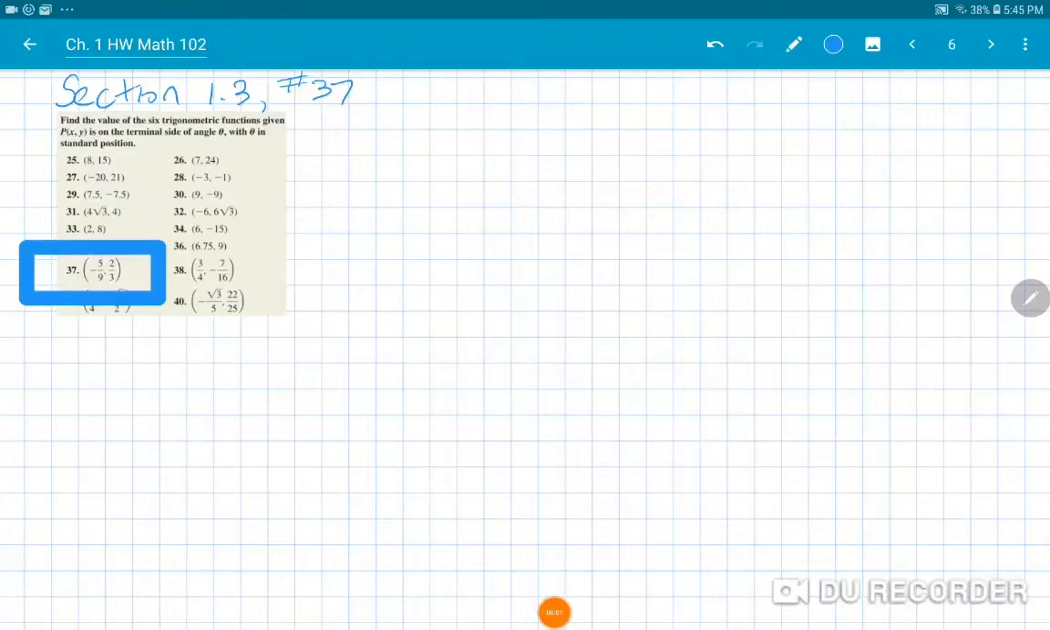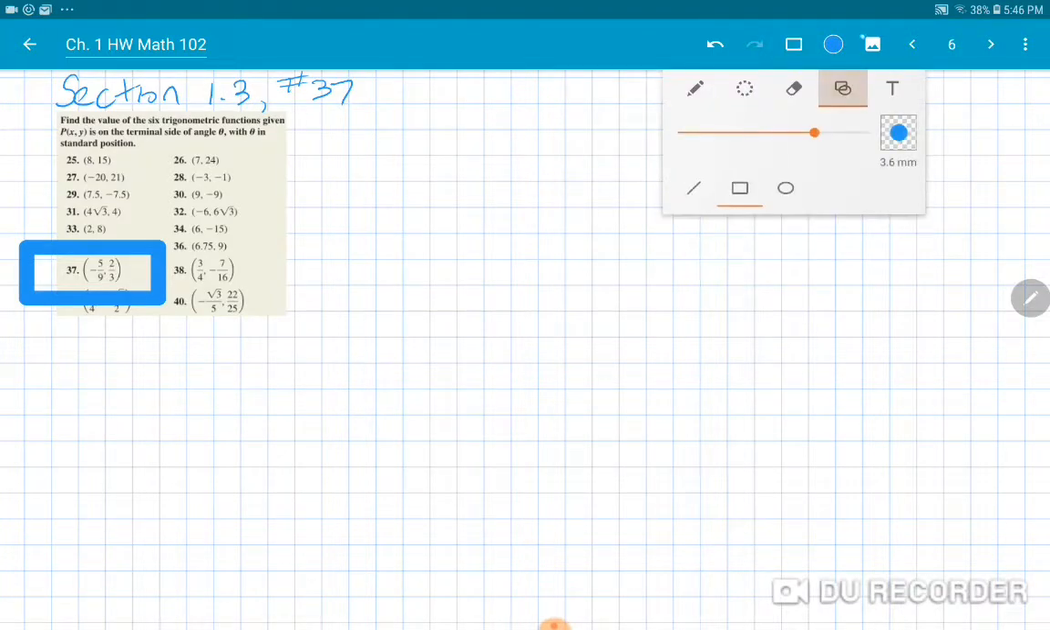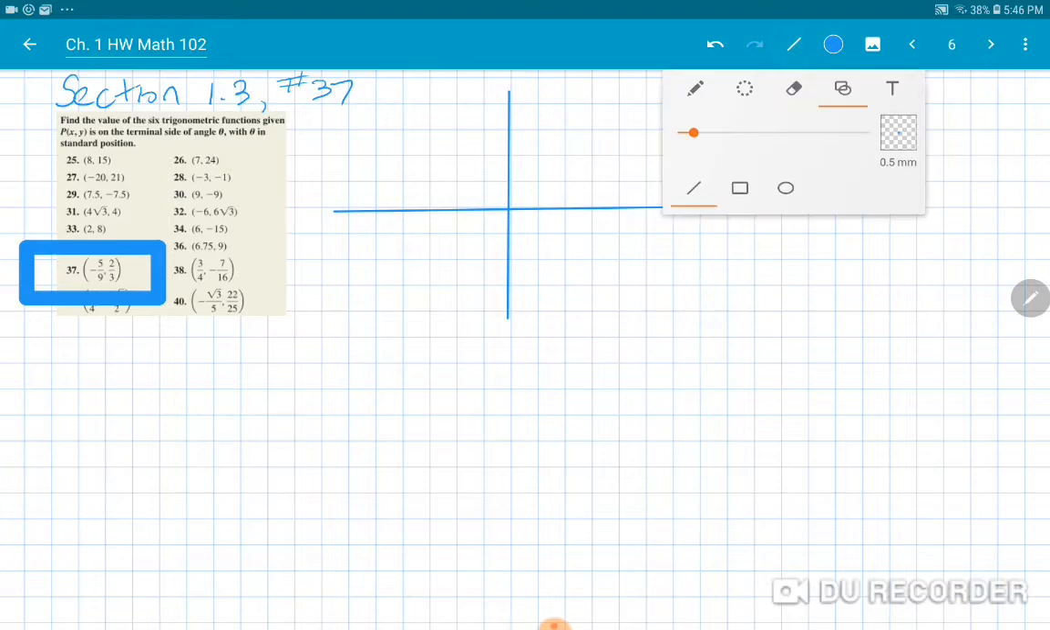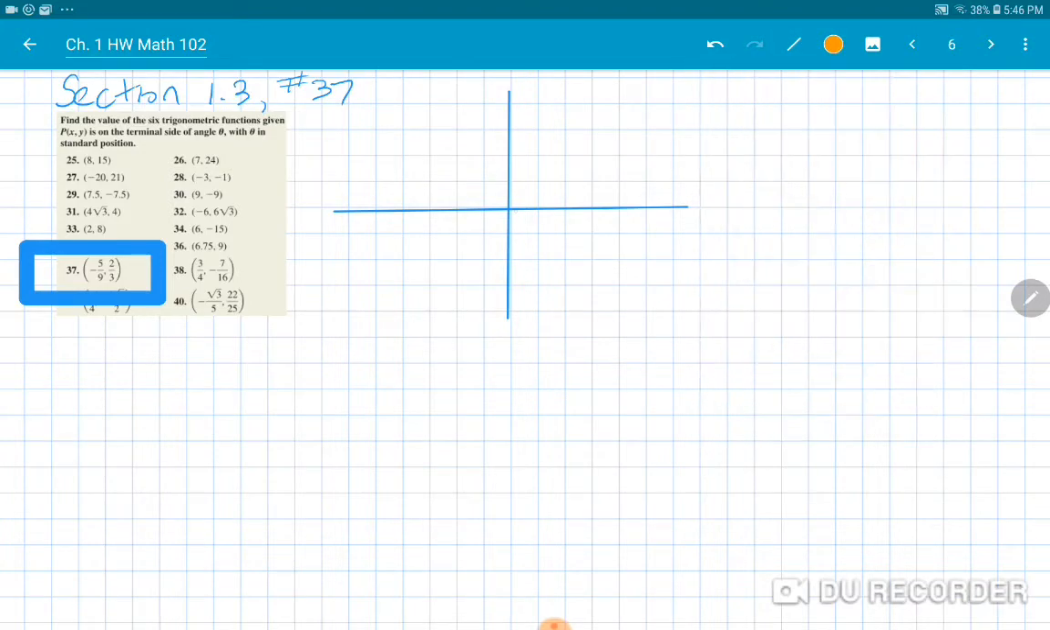In this section of 1.3, we're going to find the value of the 6 trig functions given a point on the terminal side. So that looks something like this, where our initial ray is here, and then our terminal side. We're going to use number 37 for our example. So I'll do -5/9, positive 2/3. So our terminal side goes through this point over here.